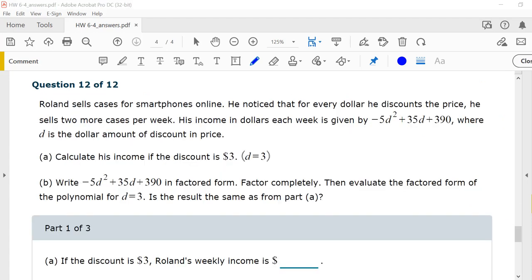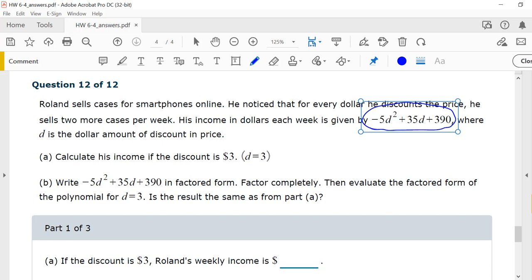Last question, question 12. Roland sells cases for smartphones online. He noticed that for every dollar he discounts the price, he sells 2 more cases per week. His income is given by this polynomial, negative 5d squared plus 35d plus 390, where d is the dollar amount of discount in price. Calculate his income if the discount is $3.